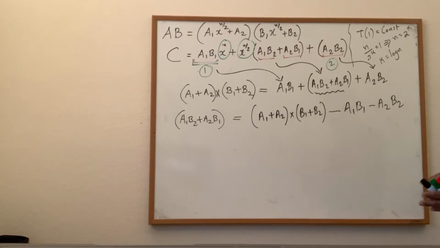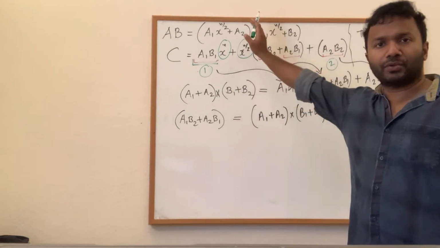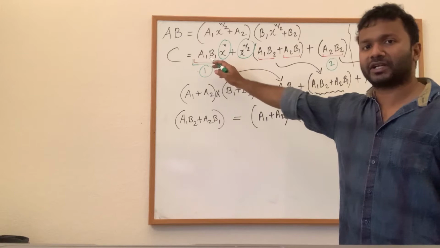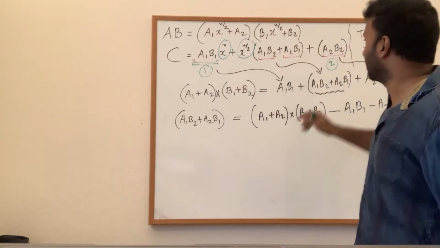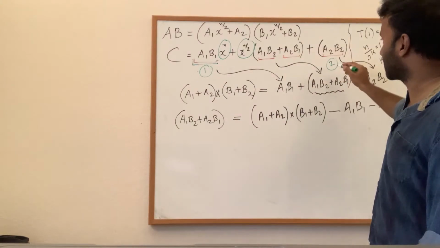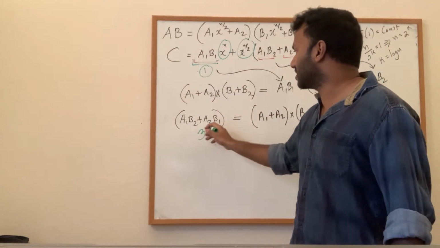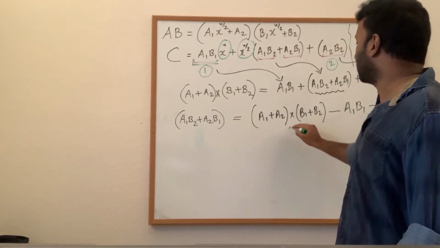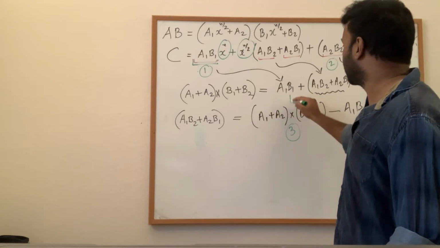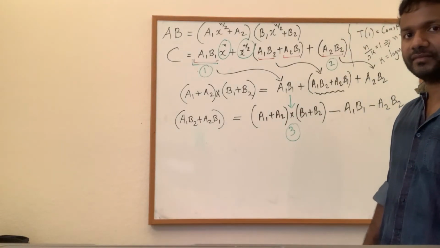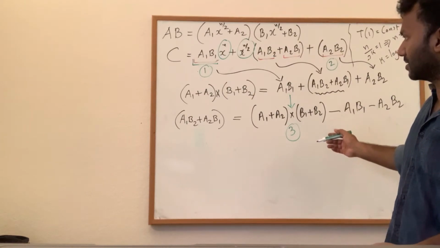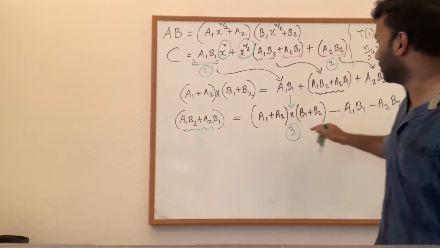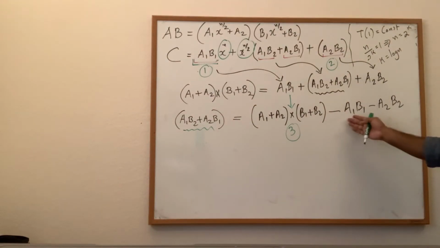Okay, so I think the solution is getting pretty clear, right? So what we are going to do is this. First we will multiply a1 b1, one multiplication. Then we will do a2 b2, the second multiplication, and this is the third multiplication we're going to do, that is this multiplication. And once we have these three results, we can easily compute this using some subtractions.